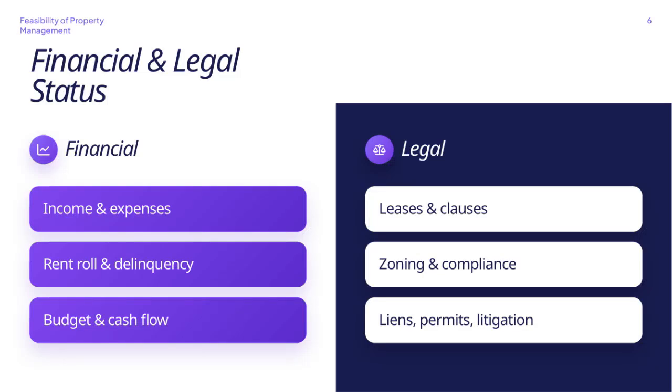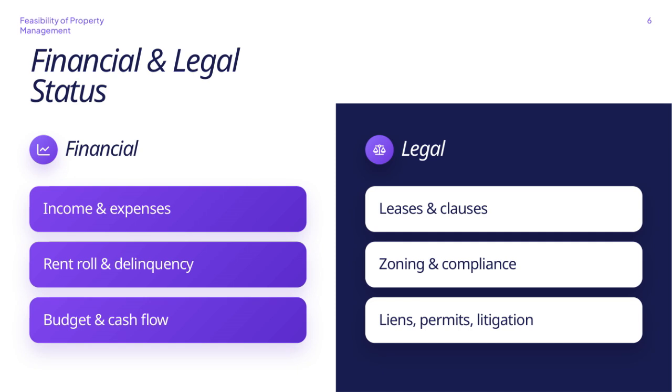Here, we're focusing on the critical aspects that determine the feasibility of property management. First, on the financial side, we look closely at income and expenses, which are essential to understand the profitability of the property. Rent roll and delinquency are also key factors, as they directly affect cash flow and stability. Additionally, budget and cash flow projections help us plan for ongoing and future expenses.